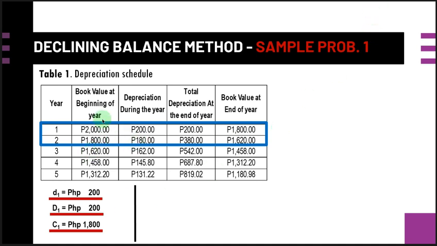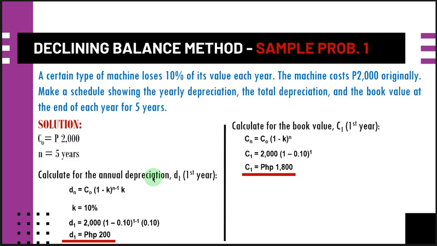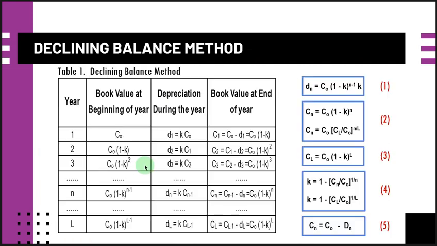So you may wonder where we get this 2000 here. As you can observe in our previous slide, this is referring to this table, the book value at the beginning of the year. You can use these formulas in constructing your depreciation table. So this is just equal to C0, and for the second year, it's just equal to C0 times 1 minus K.